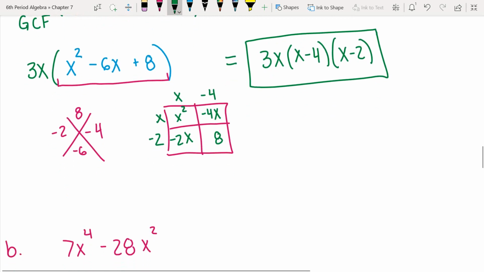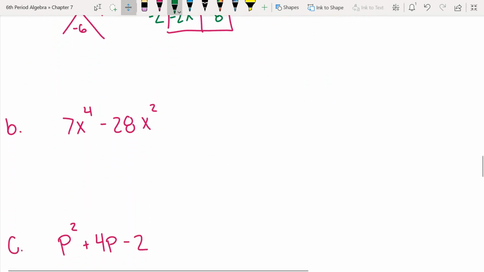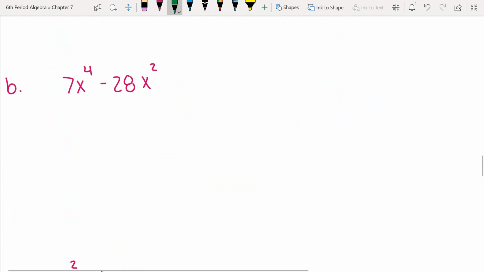That sounds confusing. Well, it just takes a lot of practice. And we have plenty of those problems. Let's try B. Now I do have my own set of problems for you to try. These are still some I'm just going to walk you through. So we have 7x to the 4th minus 28x squared.